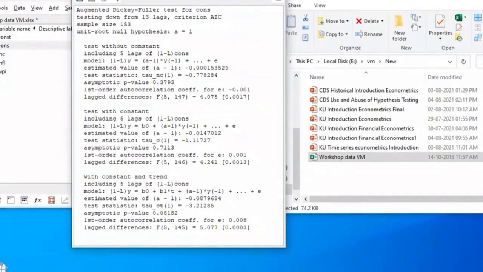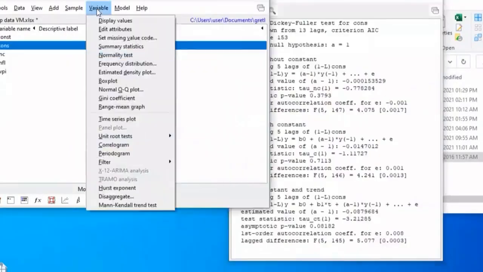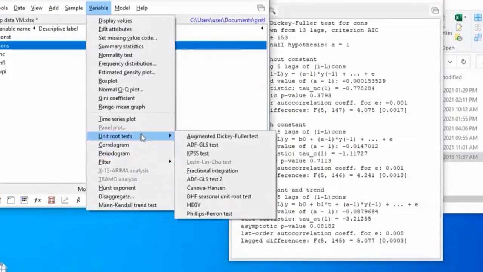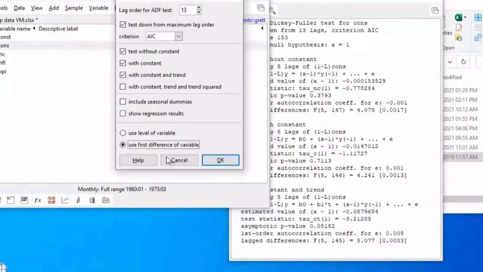Now we cannot stop here. We have to go to the variable again and do the unit root test again on the difference variable. So click use first difference of variable, and then click OK.